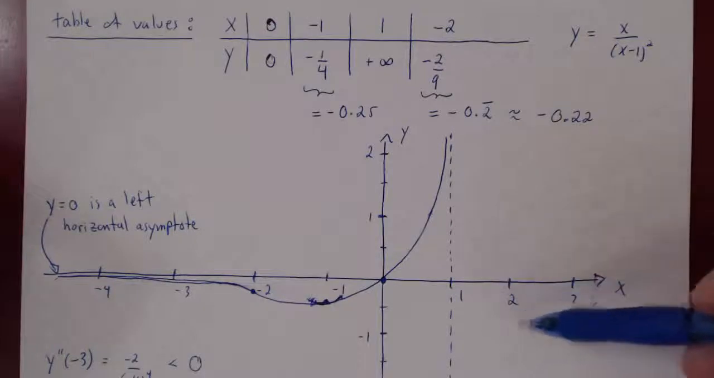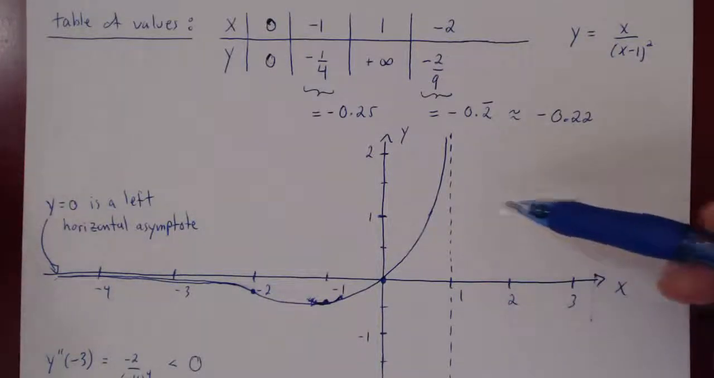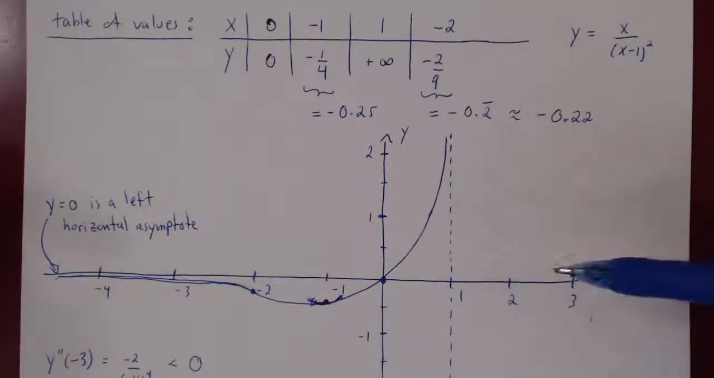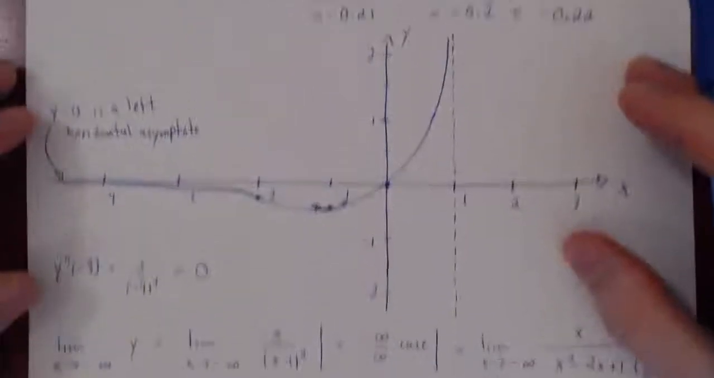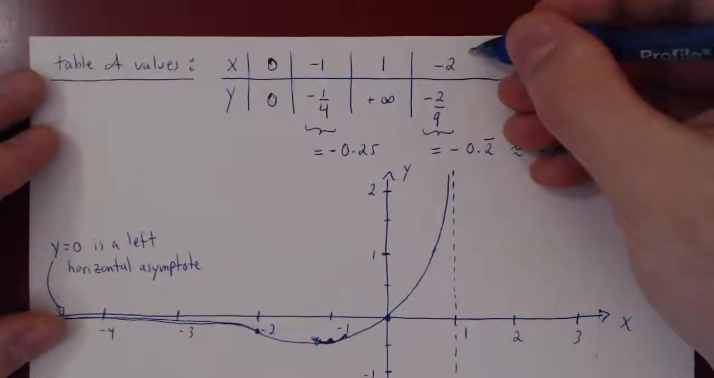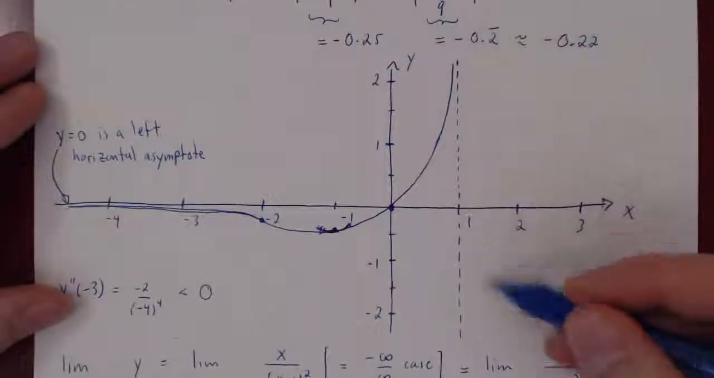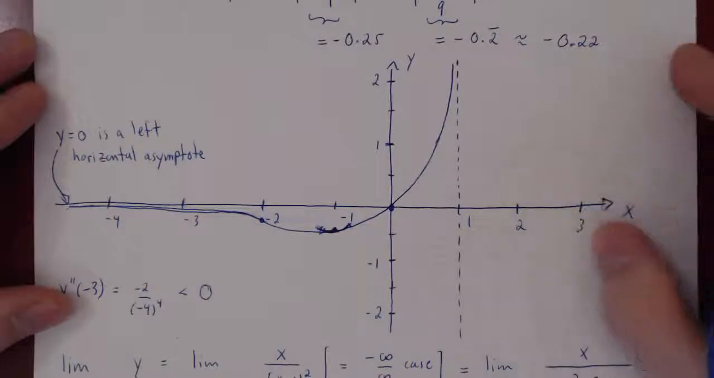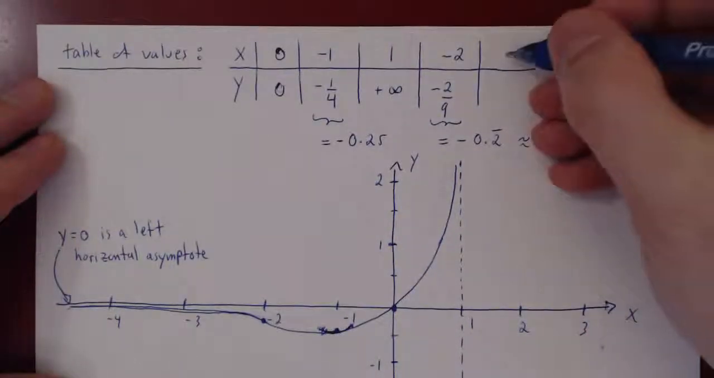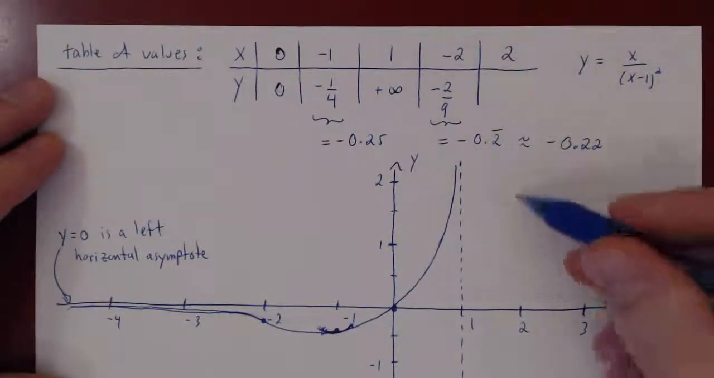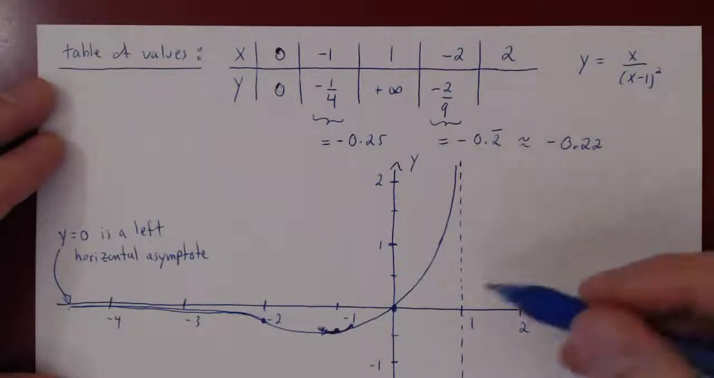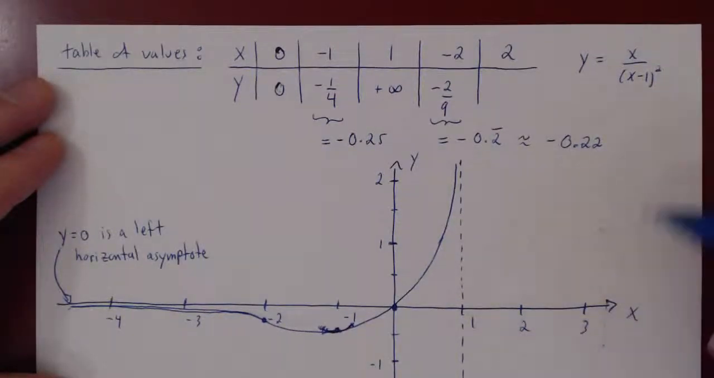So let's figure out what happens to the curve at 2. Is it increasing or decreasing? Is it concave up or concave down? And then we'll be good to go. And again, will the curve be positive or will it be negative? So we'll add another x value, which is x equals 2, to get a more accurate picture of what's happening to the right of 1. If you plug in 2, you get 2 over 2 minus 1 squared, which is 1. So when x is 2, y is 2.